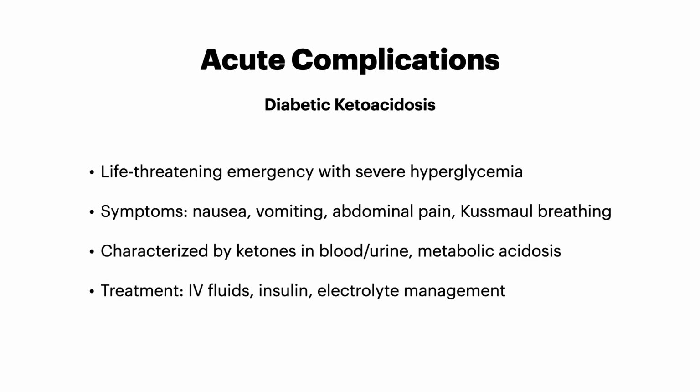Finally, we have diabetic ketoacidosis, DKA. This is a life-threatening emergency. It's characterized by severe hyperglycemia, ketones in the blood or urine, and metabolic acidosis. Symptoms include nausea, vomiting, abdominal pain, and deep, rapid breathing. This requires emergency treatment with IV fluids, insulin, and electrolyte management.